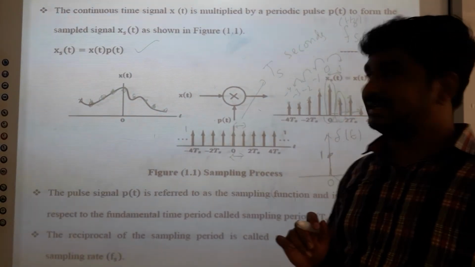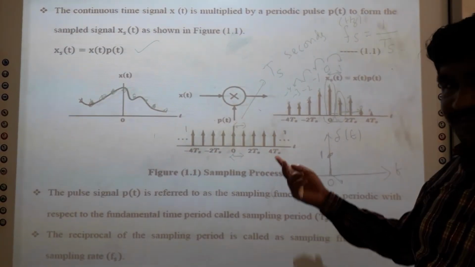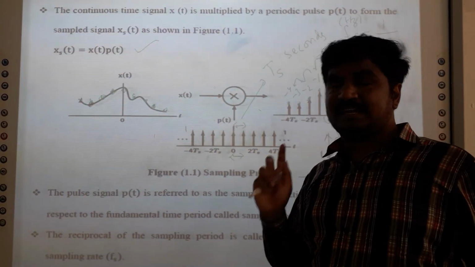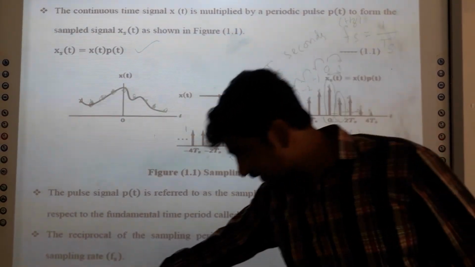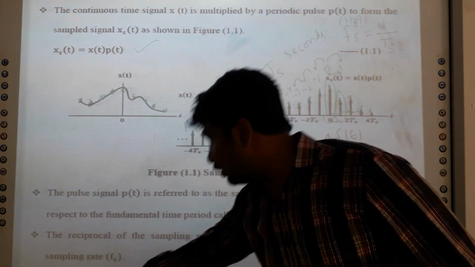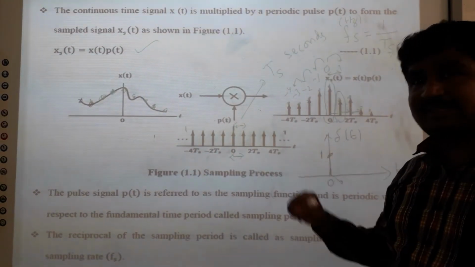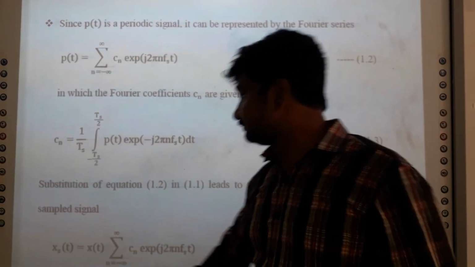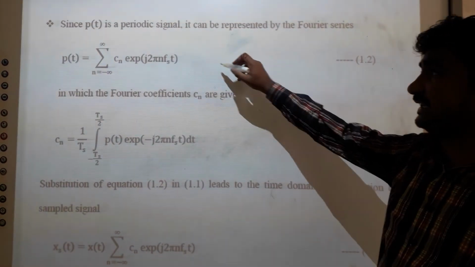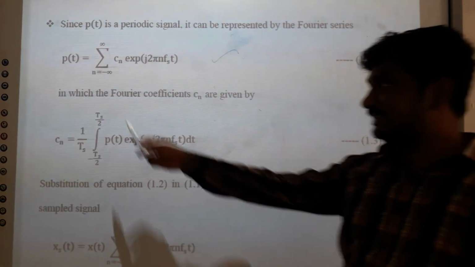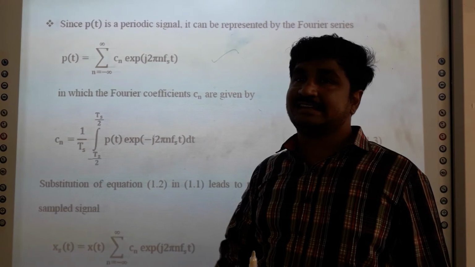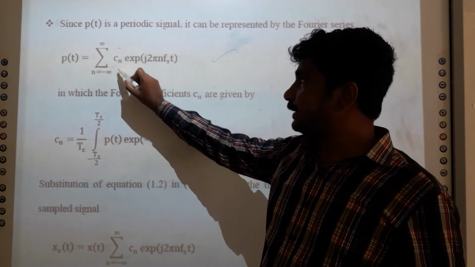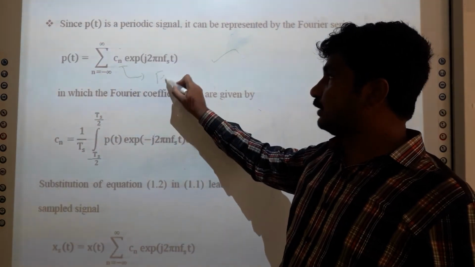So we can simply represent this p of t as a series addition of del of t. We will discuss that in a later class. And as all have the same amplitude and are equally distributed, we can call this a periodic pulse train. As per the Fourier series, we can write the periodic pulse train as the sum of Cn into exponential of j 2 pi n Fs t, where Cn is the Fourier coefficient.